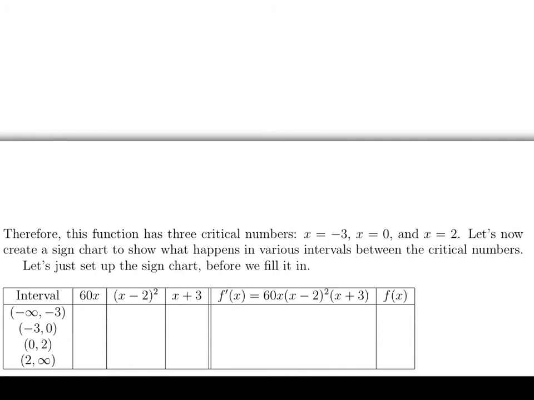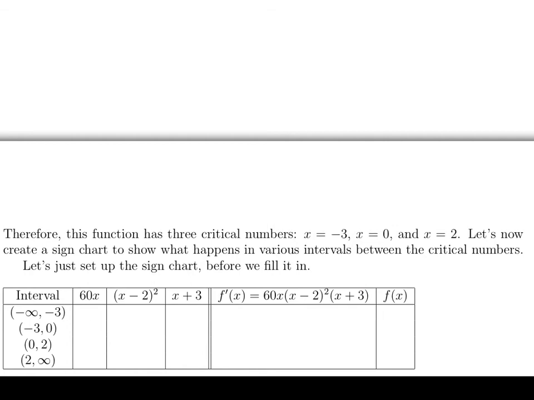Then in the columns, what we have are the various pieces of the derivative. So remember, we have a fully factored form of the derivative that looks like this. And so the columns that we have in the sign chart are going to be these three pieces that we're multiplying together. So that's the 60x, the x minus 2 squared, and the x plus 3. Those are the columns that we're going to have in the sign chart. Now all we're going to be putting into this sign chart is positives and negatives. Now I'm just going to do a couple of examples so that we can see what's going on.